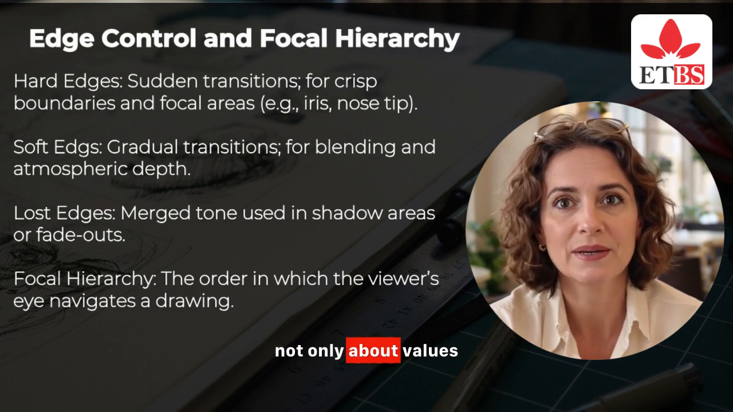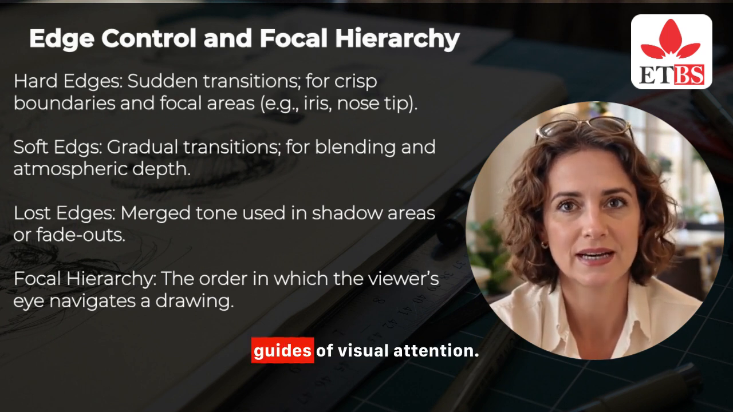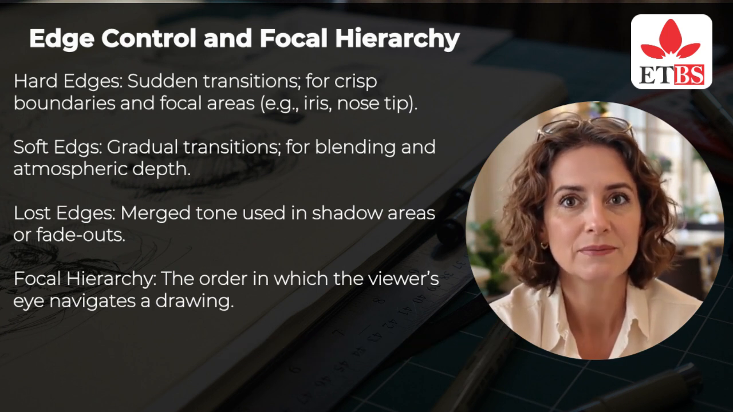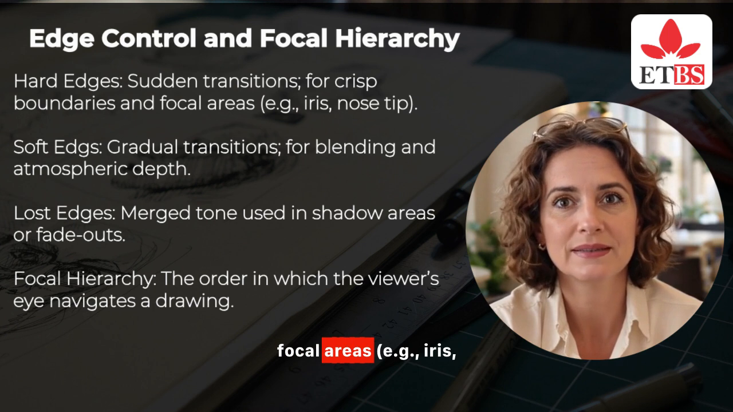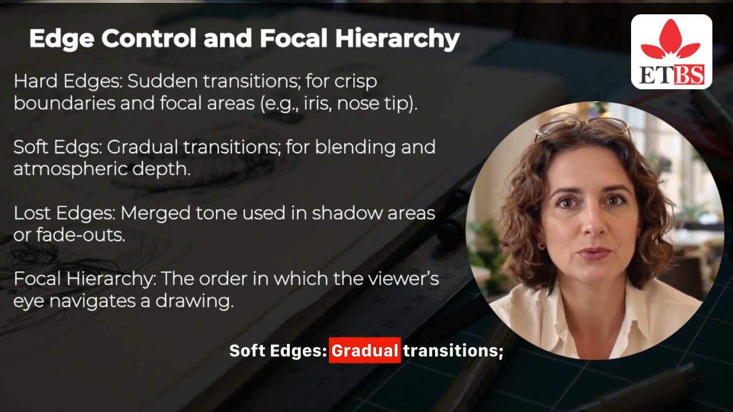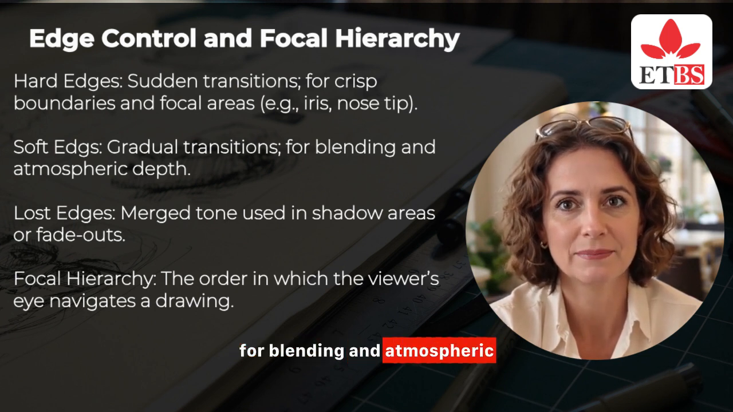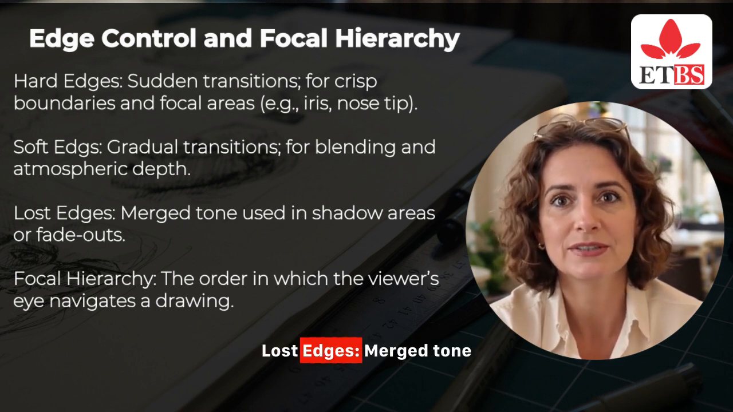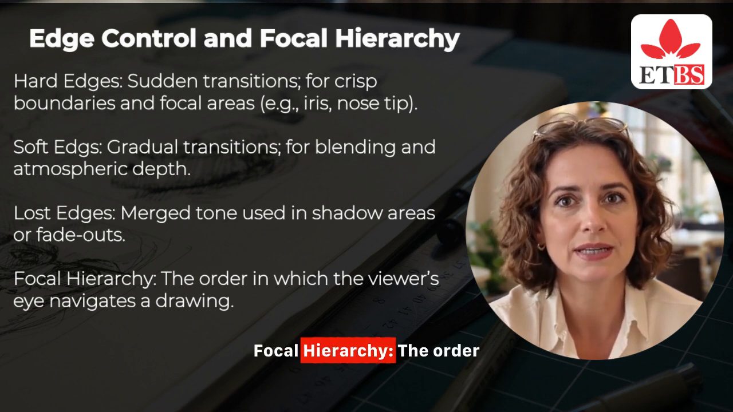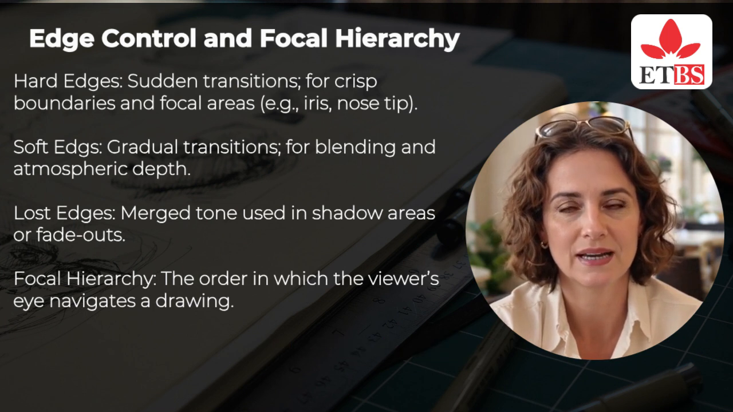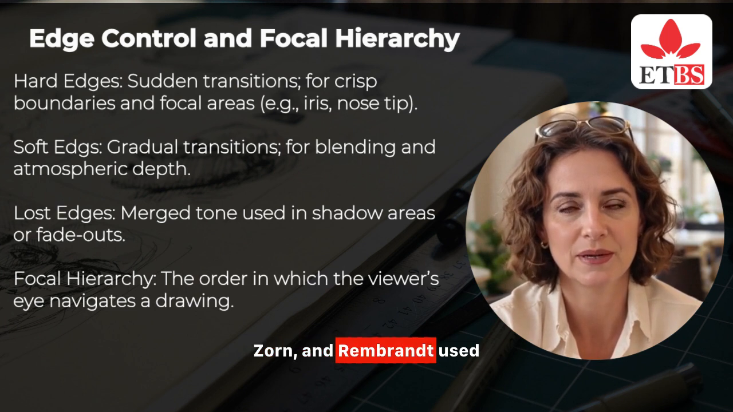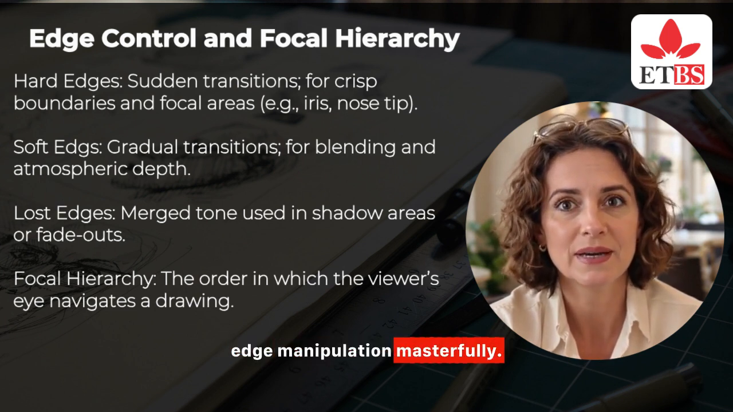5. Edge control and focal hierarchy. Rendering is not only about values; edges are the silent guides of visual attention. Hard edges, sudden transitions, for crisp boundaries and focal areas, e.g., iris, nose tip. Soft edges, gradual transitions, for blending and atmospheric depth. Lost edges merge tone, used in shadow areas or fade-outs. Focal hierarchy is the order in which the viewer's eye navigates a drawing. Master artists like Sargent, Zorn, and Rembrandt used edge manipulation masterfully.